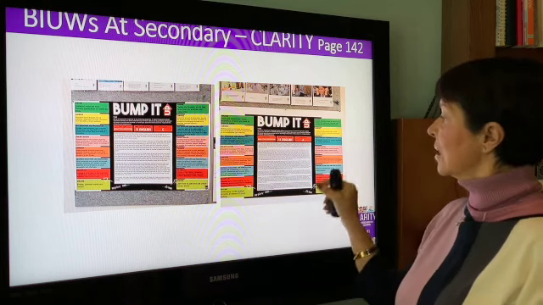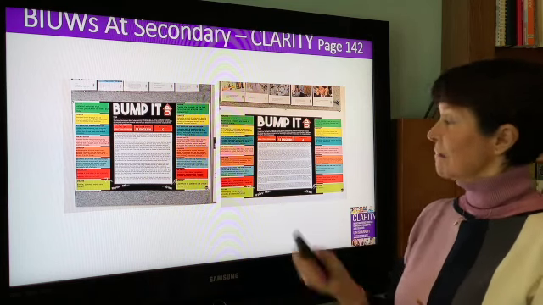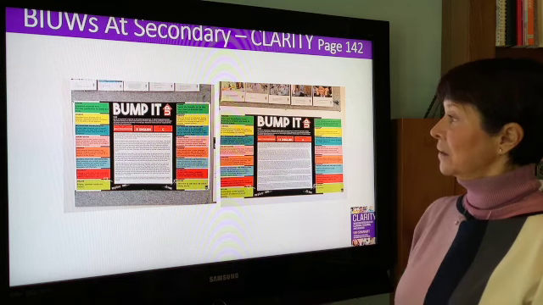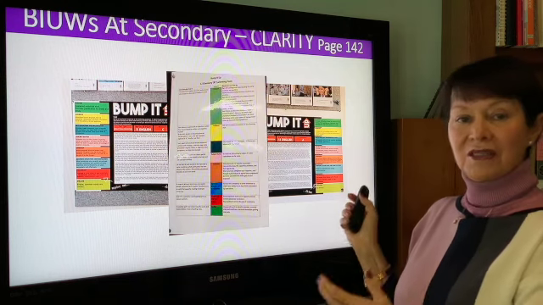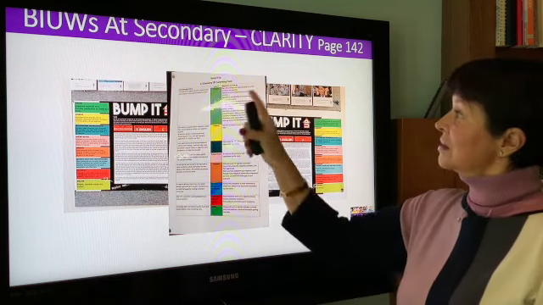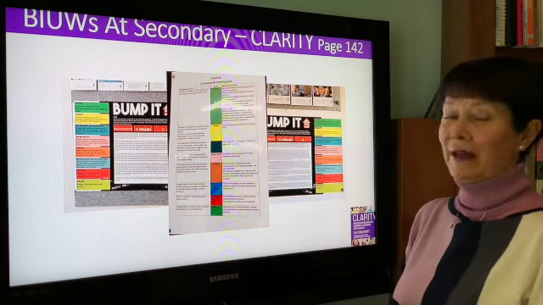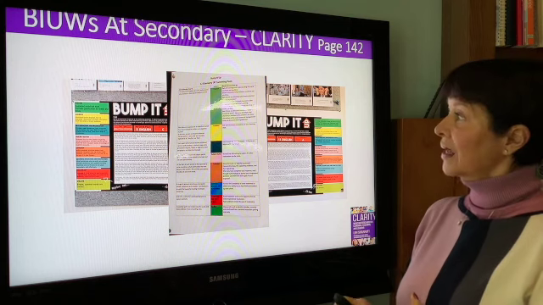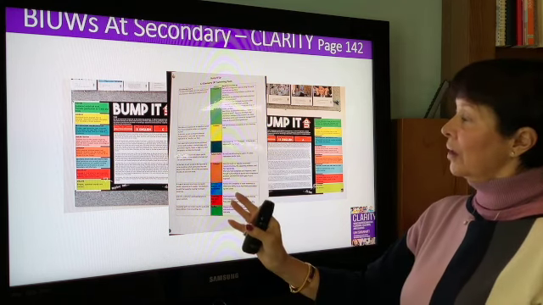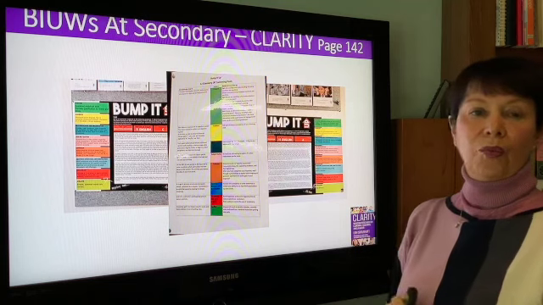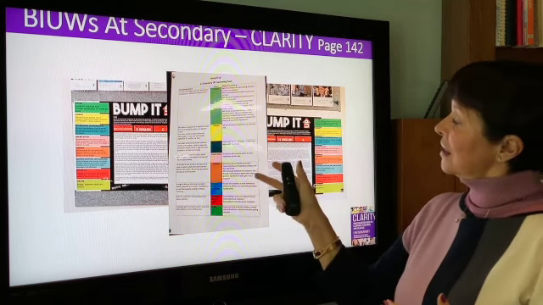So around the outside of this Bump It Up wall are the success criteria. And of course, it's not just English. This is another Bump It Up wall from Brisbane Catholic Education, and it's in chemistry, year 12. Again, looking at what an A will look like and then what a C will look like.